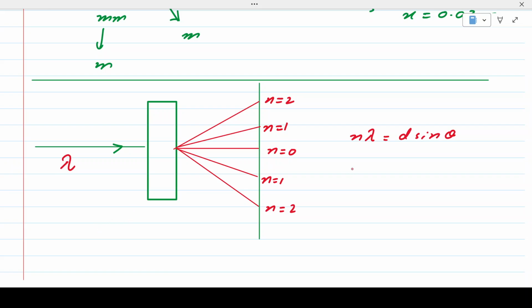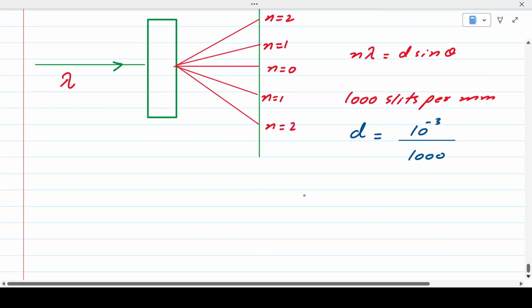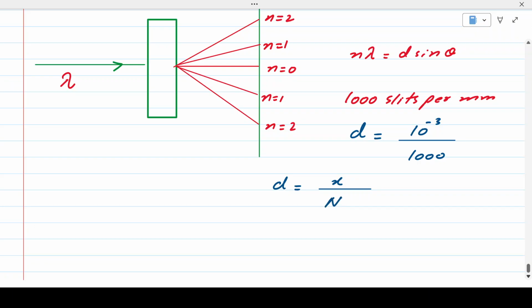So let's say the question says the diffraction grating has 1000 slits per millimeter. So you need to find the value of d indirectly. How do you do it? Number of lines per millimeter: what is the given distance? Millimeter means 10 raised to the power minus 3, divided by the number of lines, 1000. So the general formula is the given distance divided by the number of lines.